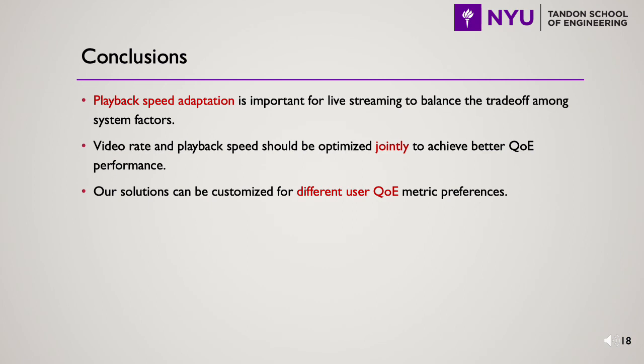Finally, we conclude our work in three folds. First of all, playback speed adaptation is important for live streaming to balance the trade-off among system factors. In addition, video rate and playback speed should be optimized jointly to achieve better QoE performance. At last, our solutions can be customized for different user QoE metric performance.